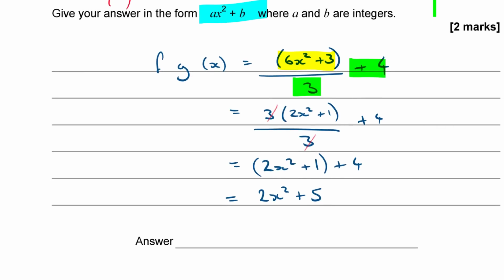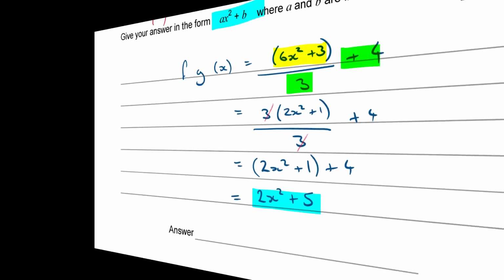So that is in the right form. Look, 2x squared plus 5 is in the form ax squared plus b. So a is 2, b is 5. Okay, done.